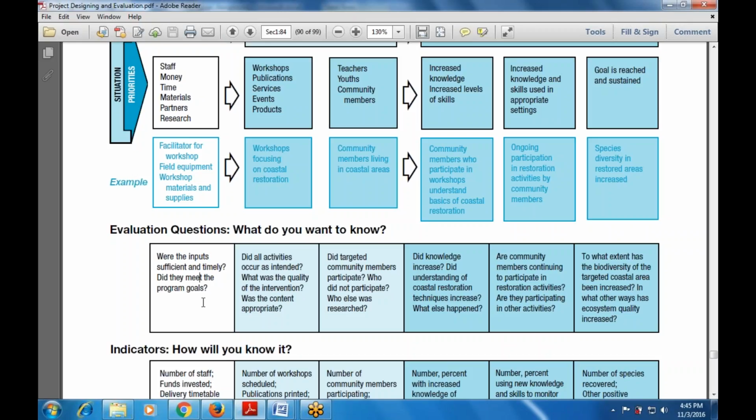So what was the quality of the intervention? What was the quality of the intervention, and was the content appropriate, whatever the appropriate content that is used?